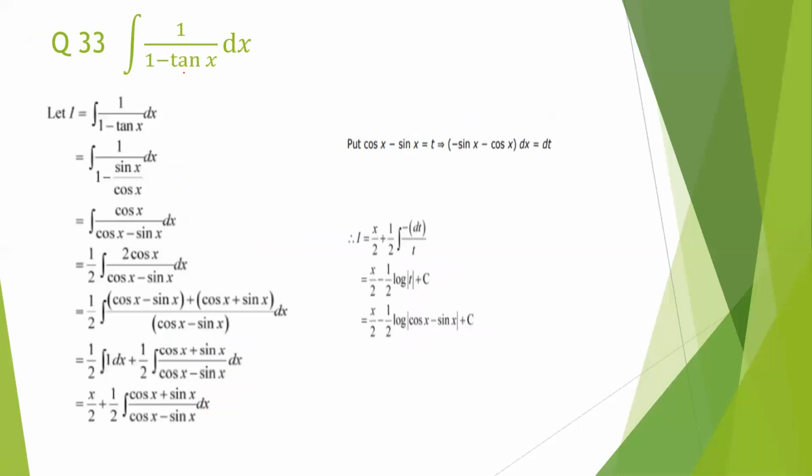See one more example. Tan can be written as sine by cos. Take LCM. Multiply by 2, divide by 2. 2 cos x can be written as cos plus cos minus sine plus sine. Write it separately. This part will be the derivative of this, and the integration of 1 is x. So log of denominator. Clear?